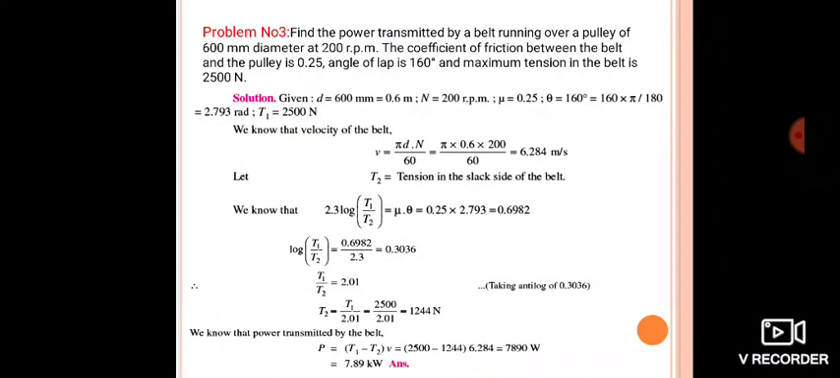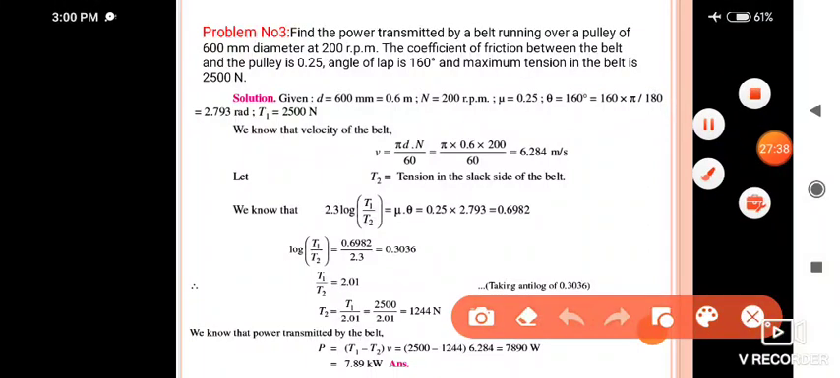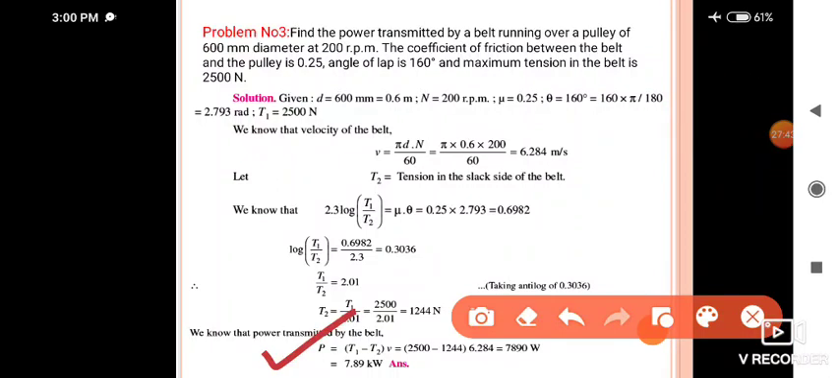And start with velocity V, because you have to remember this formula whenever you are asked for the power transmitted by the belt. Okay, power P is equal to T1 minus T2 into V. At that time you have to use this formula, and you first have to find velocity V with the help of this formula: V is equal to pi d n divided by 60. Okay, then add all the values in this formula and find V. Velocity V is equal to 6.284 meter per second.